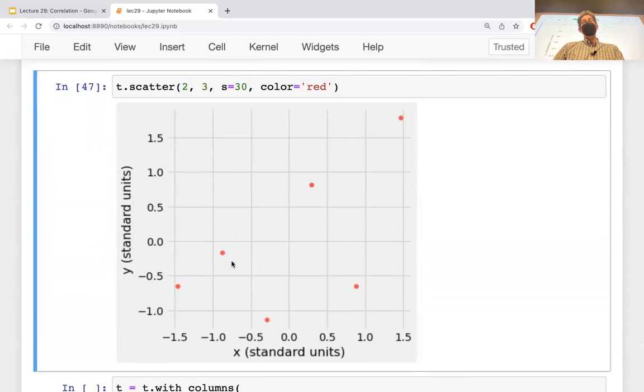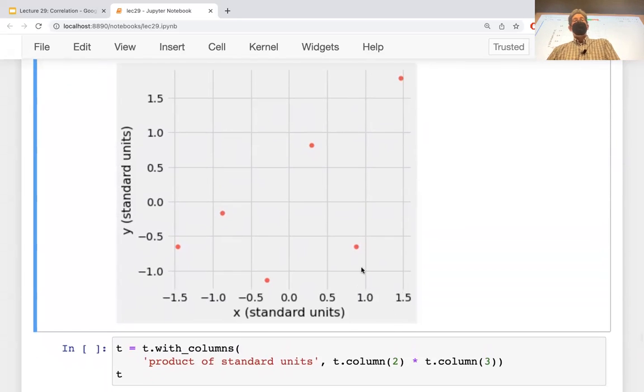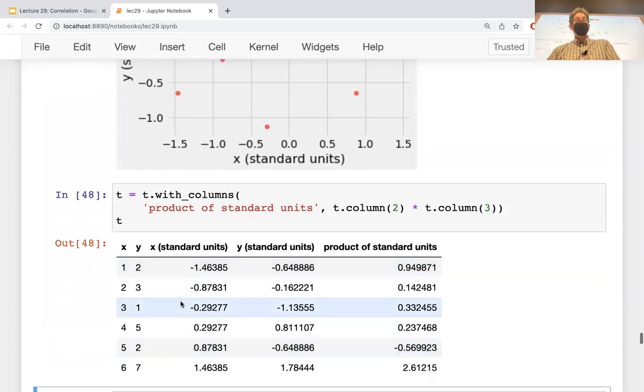The next move might not seem obvious, but I'll try to describe why it is. The way you try to summarize the linear association for all these points together is to take the product of each point's position in standard units of X. So this one's at like 0.3, and its position in standard units of Y. So this one's at 0.8. So I got all the values in standard units.